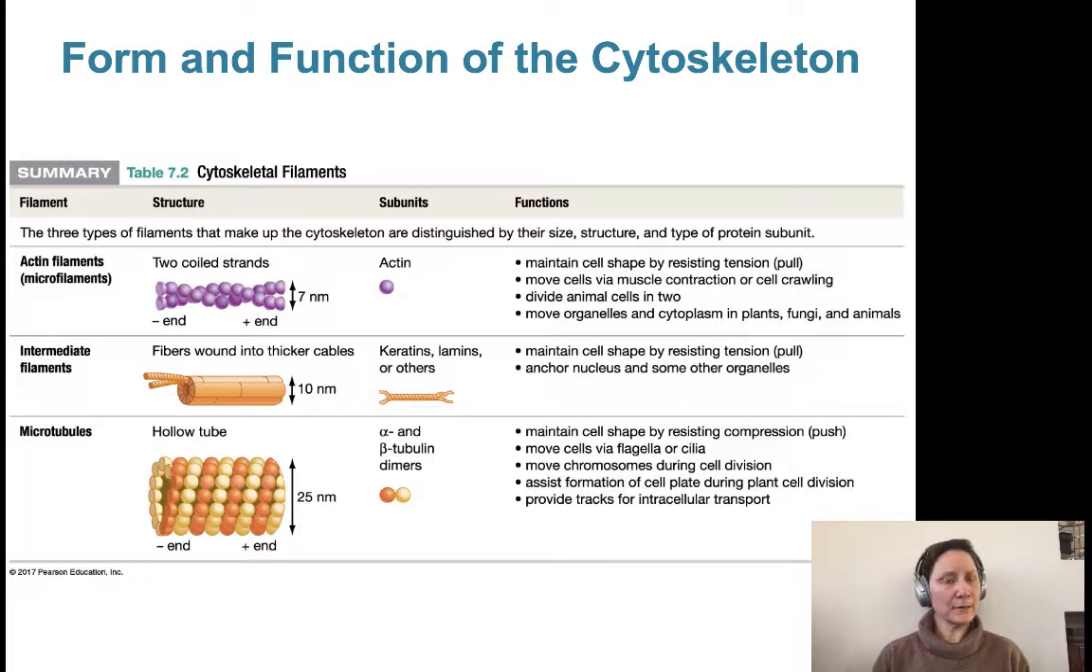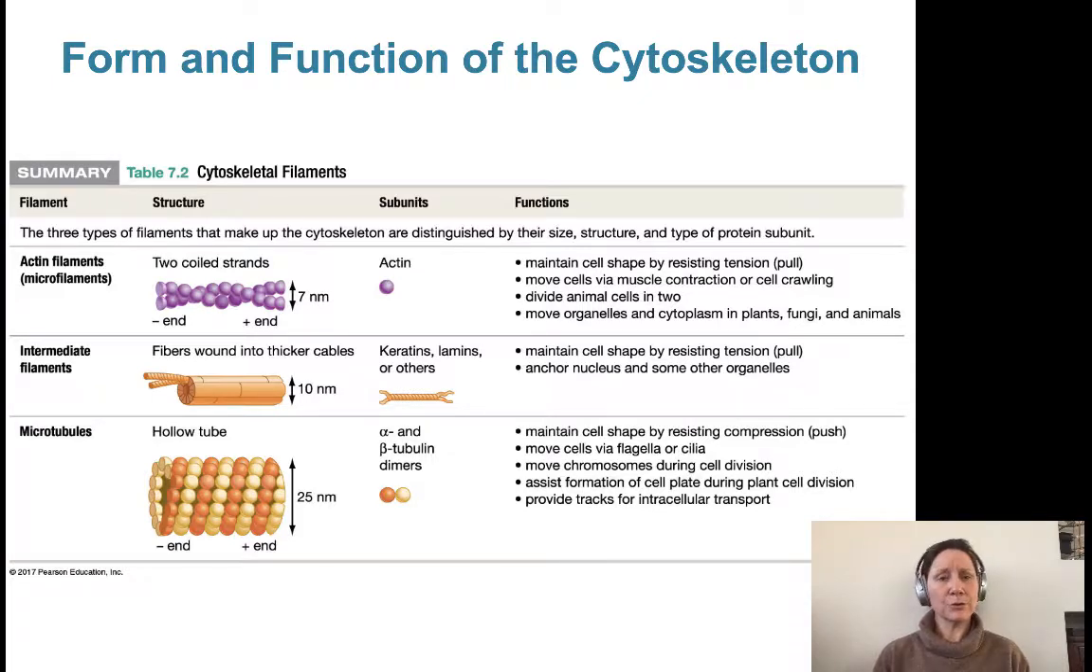There are also intermediate filaments. So these are fibers that are wound together to form these sort of cable-like structures. And similar to actin filaments, they maintain cell shape by resisting tension or pull on them.